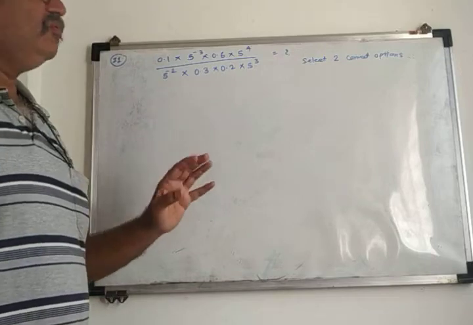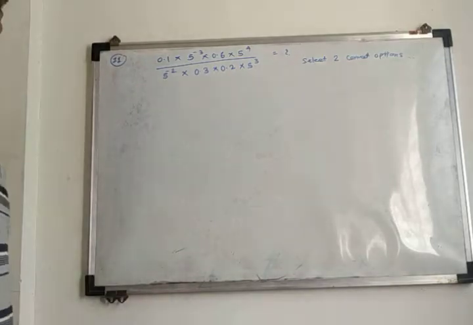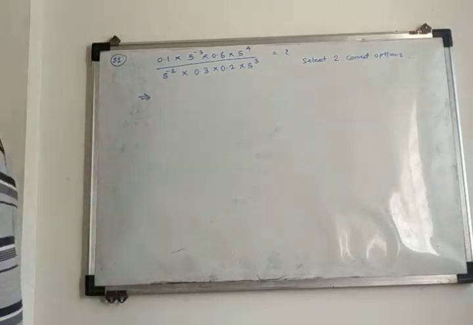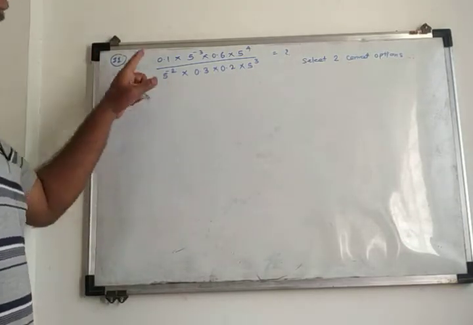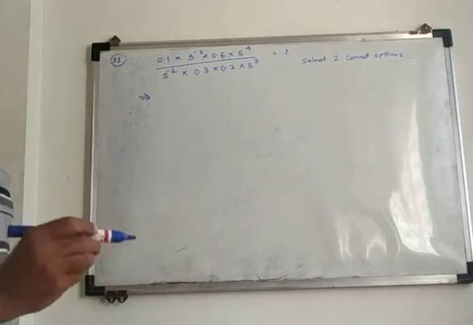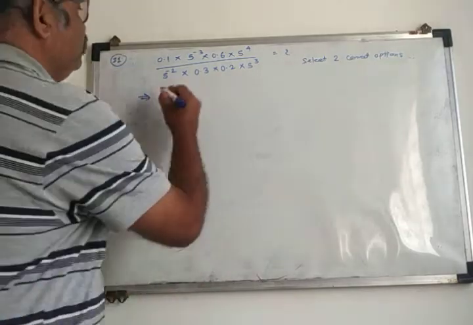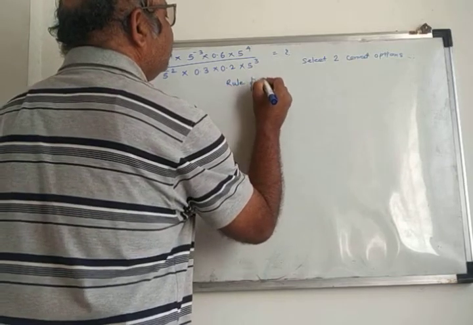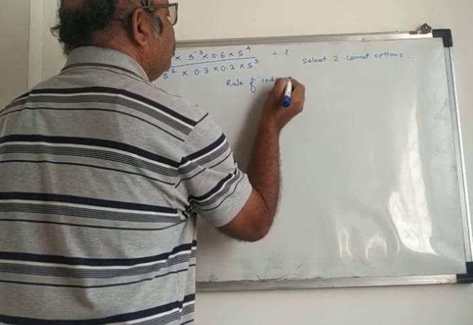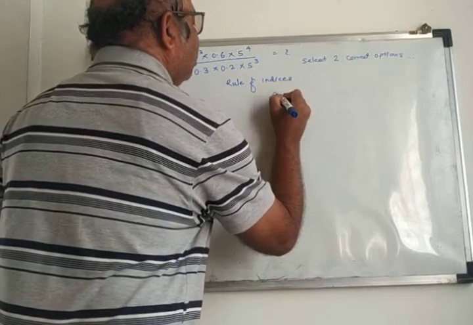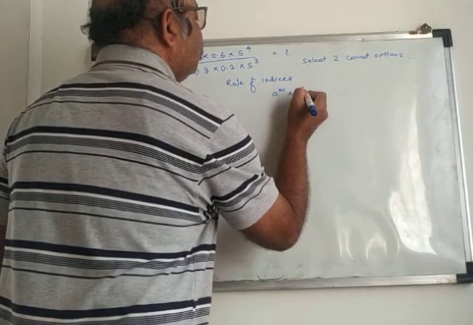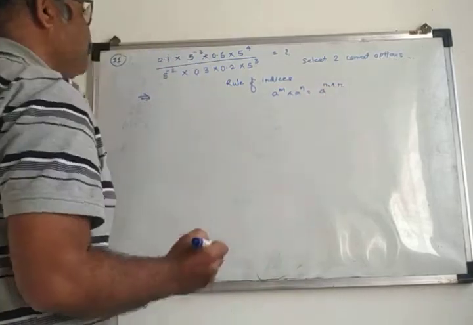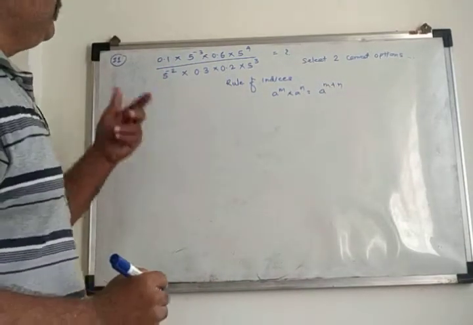So I will show you a simple trick for this, very simple. You don't have to do any calculations. It's a printed question on your question paper, and you can do it with a pencil if you know the rule of indices. I'm using a very simple rule: a raised to m into a raised to n is equal to a raised to m plus n, right? So orally we can do this without any calculations.